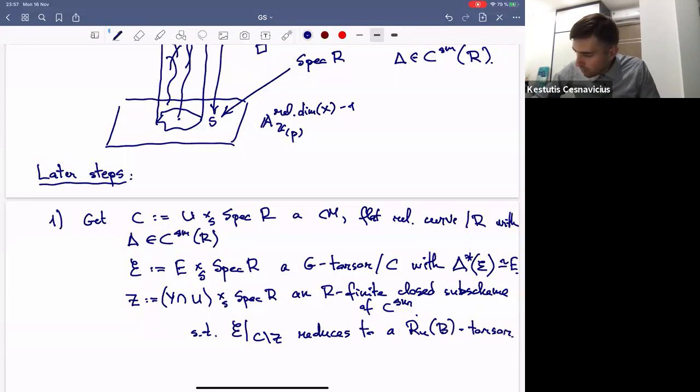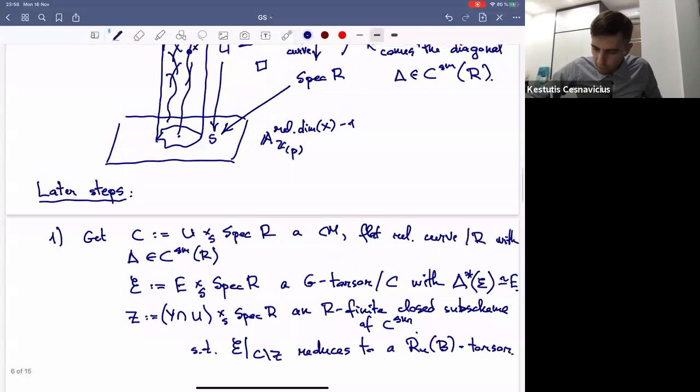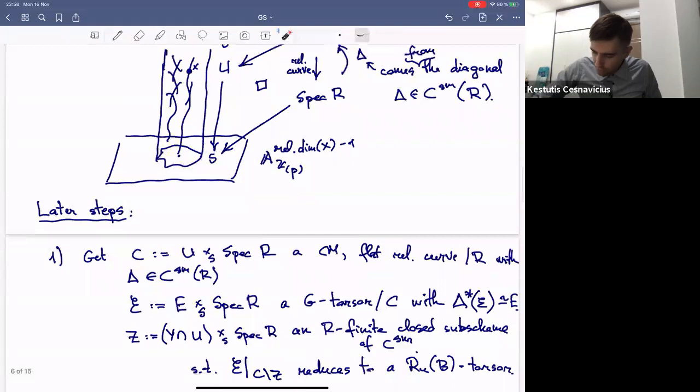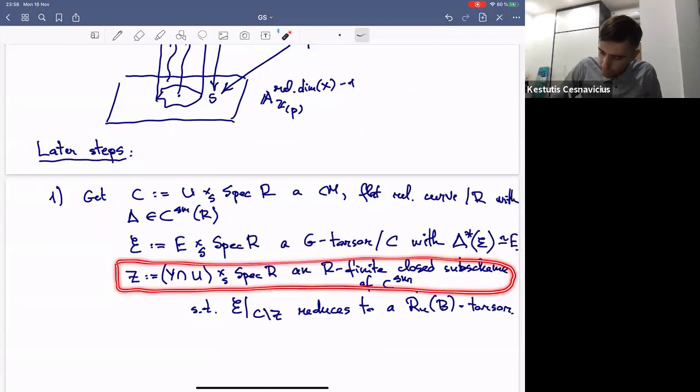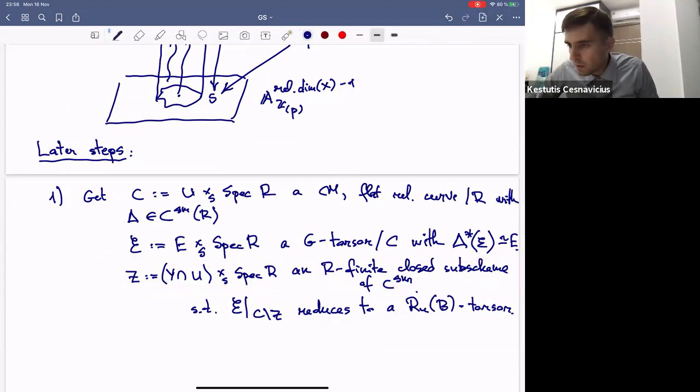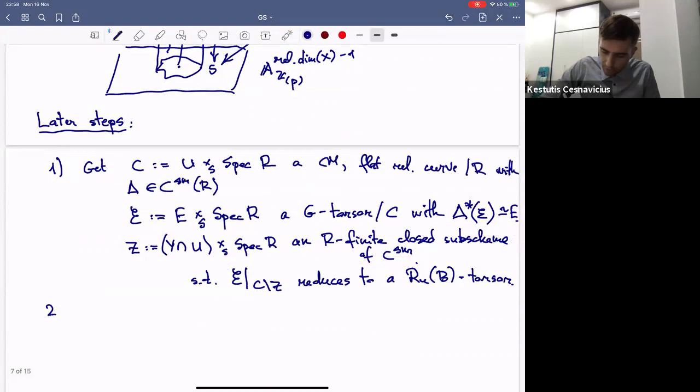Okay, so we have this geometric setting. Now we have a relative curve over R, and we have a torsor, script E, which pulls back to what we want to study. We actually want to show that script E is trivial, and we know this fact that away from this finite closed subscheme it reduces, I mean, it's significantly simpler. So now we'll simplify. The goal is to simplify the curve U, and the next step is to generalize presentation lemmas due to Quillen, Gabber and Panin.